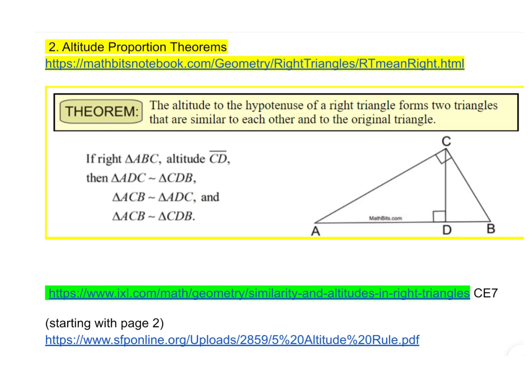We're going to look at some things about altitude proportion theorems. So one of the theorems here says that if the altitude to the hypotenuse of a right triangle forms two triangles, they are similar to each other and to the original triangle. So in this triangle that they've given us, if CD is the altitude, altitude just means that it meets another side of the triangle at a right angle.